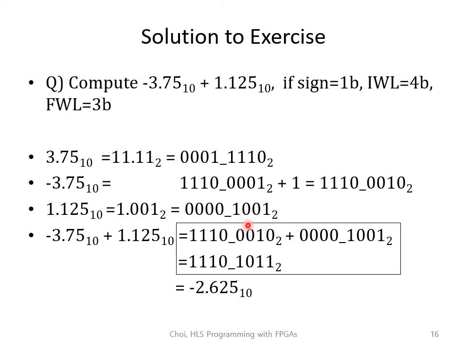Finally, we do the computation. We add this number and this number, which just came here. And if we add these 2 numbers, it's going to be 1110 1011. And if you convert this number back into a decimal representation, you can check that it's minus 2.625.